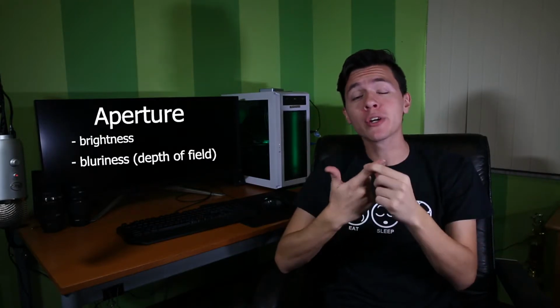The last thing we're going to look at is aperture, which is my personal favorite. Now, aperture, like shutter speed, affects two things. One, the brightness of your image, and two, the blurriness or field of view of your image. For this video, we'll just say blurriness because it's a lot easier to understand.